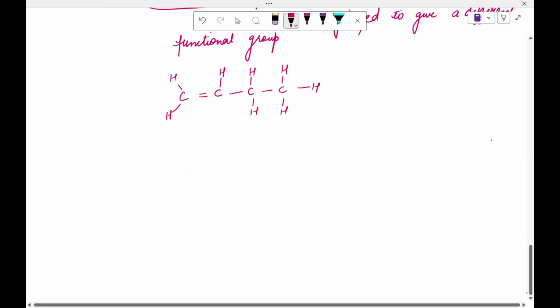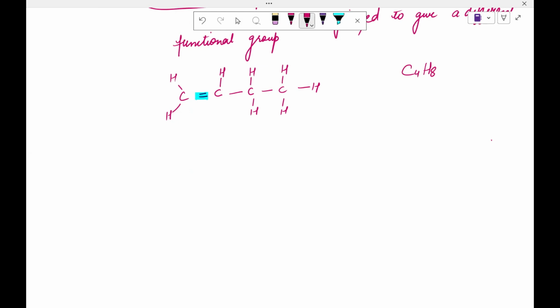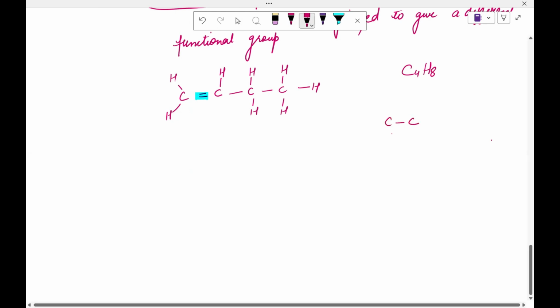Let's first of all write its molecular formula. And we know about the functional group, that here the functional group is the double bond. So now this is basically C4H8, with 1, 2, 3, 4, 5, 6, 7, 8 hydrogens. We can also put it in the form of cycloform. Okay, this is cycloform.